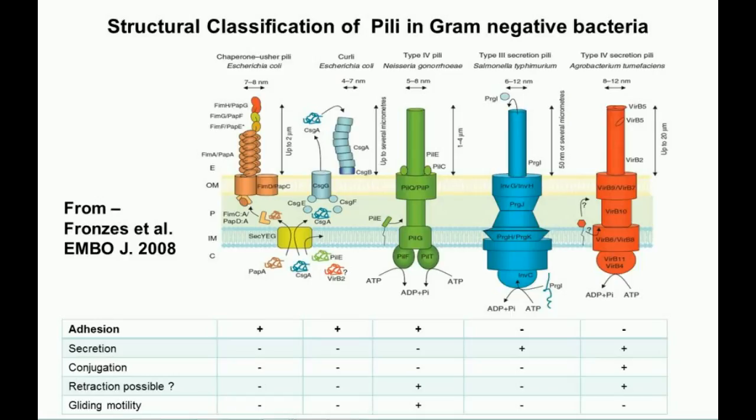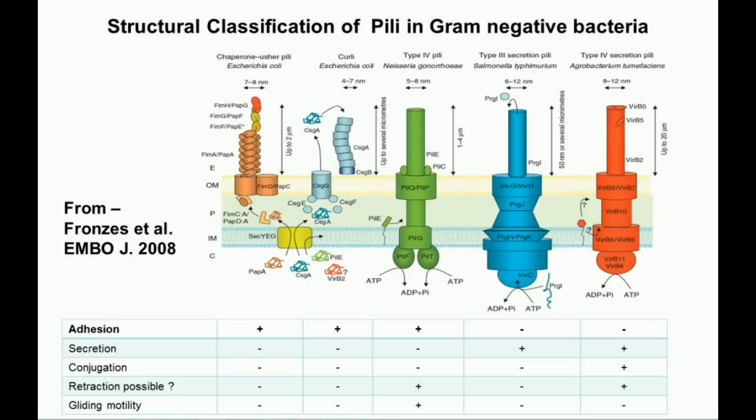This requires ATP, so the cell's got to put energy in to extend this kind of pilus, but it's reversible. So if the filament proteins depolymerize here, they can be taken back into the cell and the whole filament will retract. Okay, so type 4 pili are the only ones that can do this, and it's because of the way that they're synthesized by the bacterium.